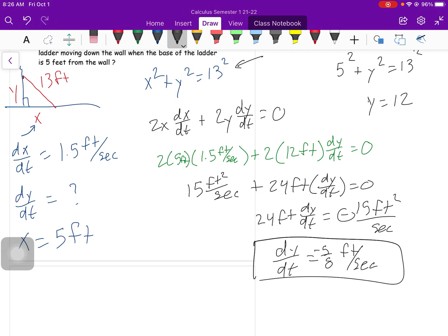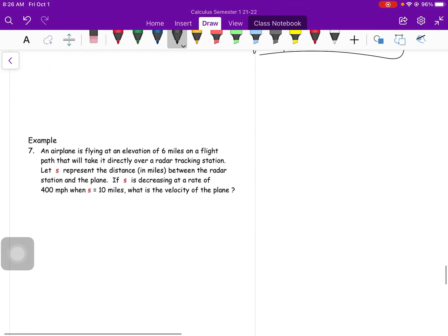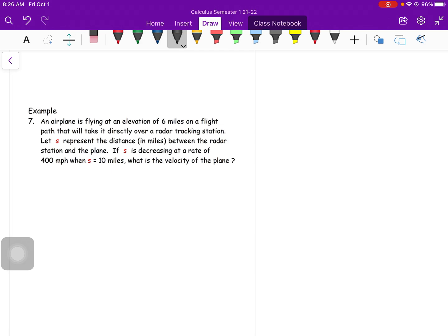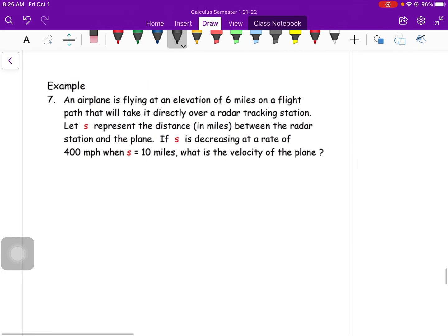All right, we've got 2 more problems, it looks like. Hopefully these are going to go a little bit quicker, even though they're a little bit involved. So, an airplane is flying at an elevation of 6 miles on a flight path that will take it directly over a radar tracking station. I'm going to draw myself a triangle here. This is where the plane is. This is the tracking system. And we're 6 miles for elevation.